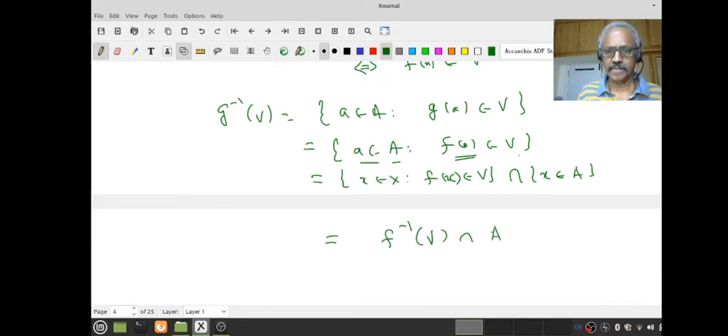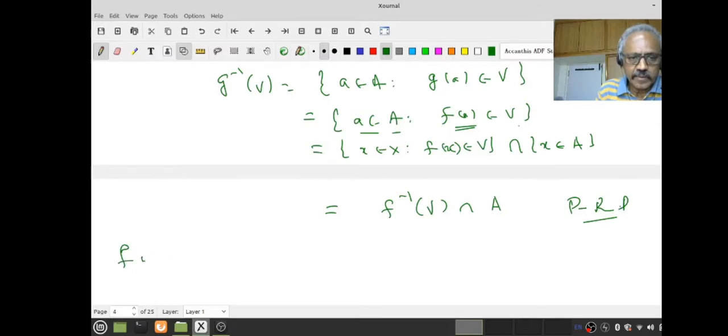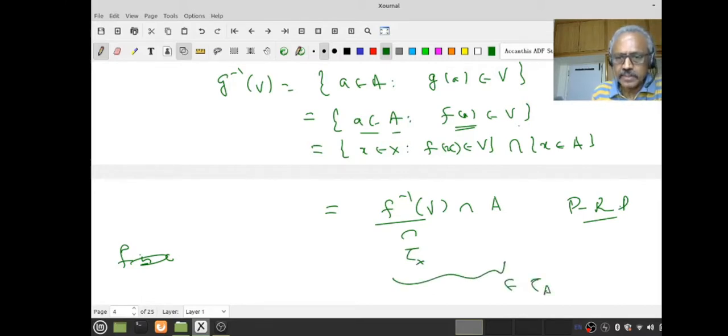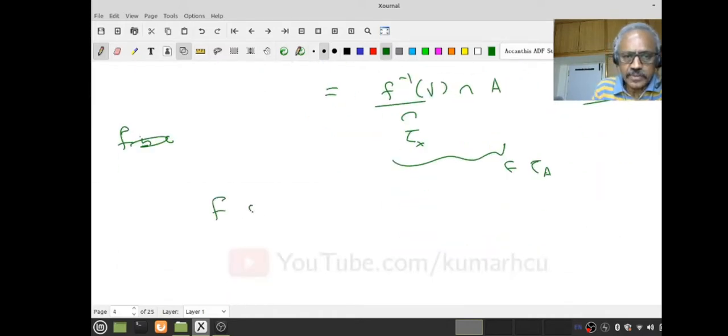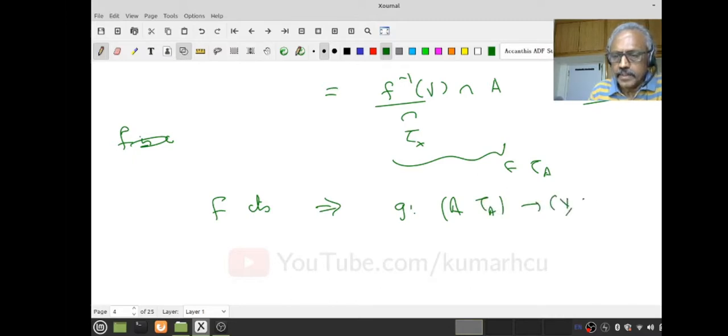Do you follow that? If you are not sure, please pause, review and proceed. Now suppose F is continuous. Therefore this is open, this is in tau X. Therefore this whole thing is in tau A. That means G inverse of V is in tau A. That means G is continuous. So F continuous implies G from (A, tau A) to (Y, tau Y) is continuous. Okay, pause, review, proceed.